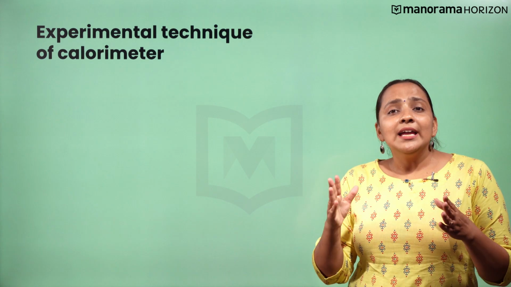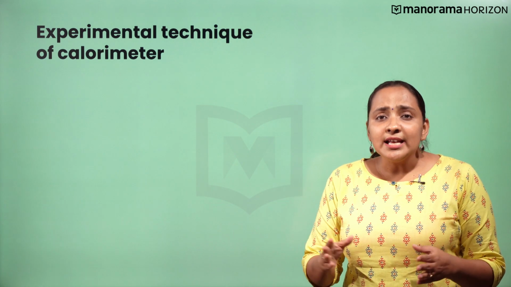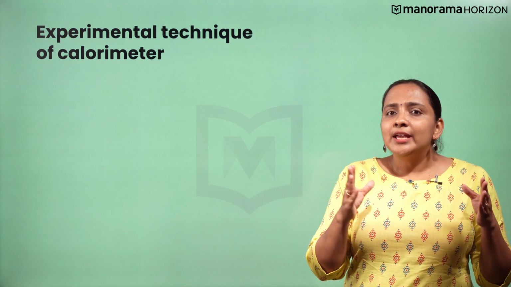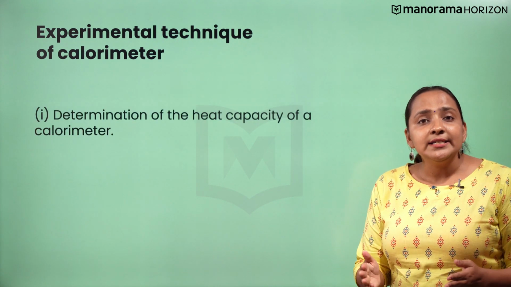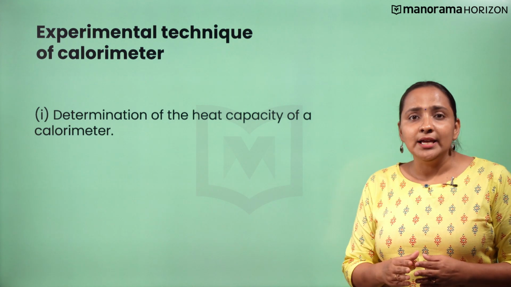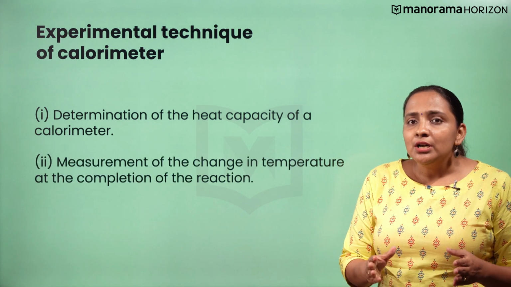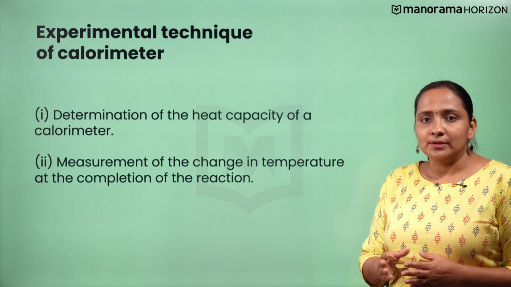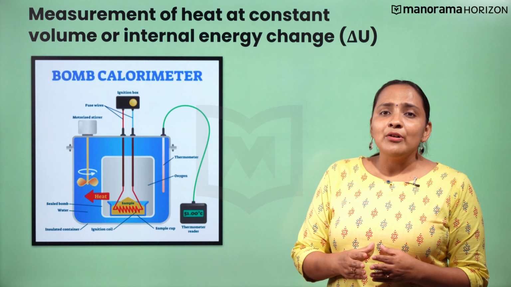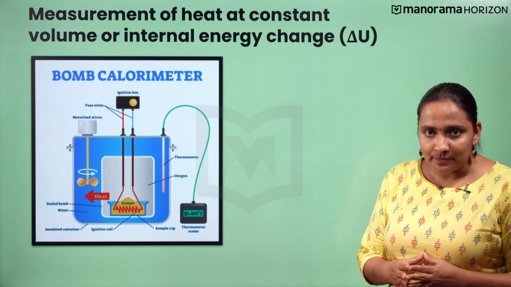The experimental technique of the calorimeter involves two steps. Firstly, the determination of the heat capacity of a calorimeter. Secondly, to measure the change in temperature at the completion of the reaction. Let us start our discussion with the measurement of change in internal energy.